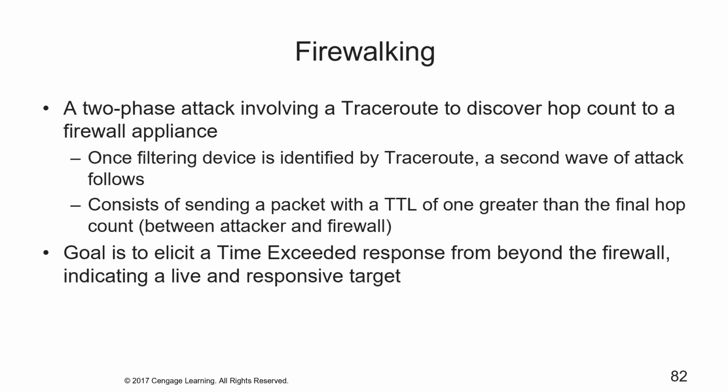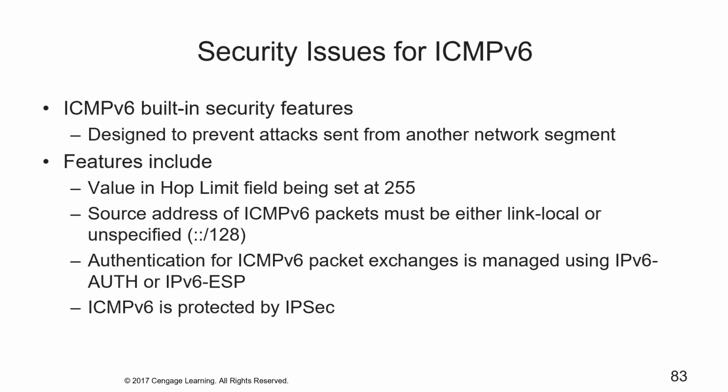Firewalking is an example of another type of attack. It's a two-phase attack using Traceroute to discover a hop count to a firewall. And once a filtering device is identified, the other wave of the attack is sending a packet with a time to live of one greater than the final hop. And the goal there is to elicit a time exceeded response from beyond the firewall to indicate a live or responsive target. So we want to find what's behind the firewall. We can increase that hop count by 1 and use ICMP in order to discover those potential hosts that can then be scanned further.